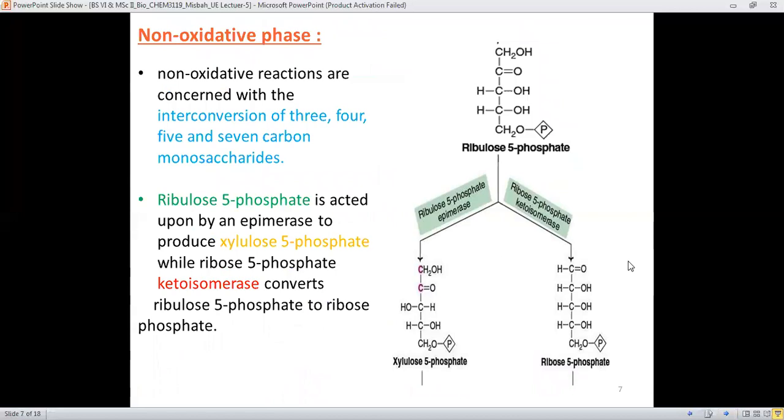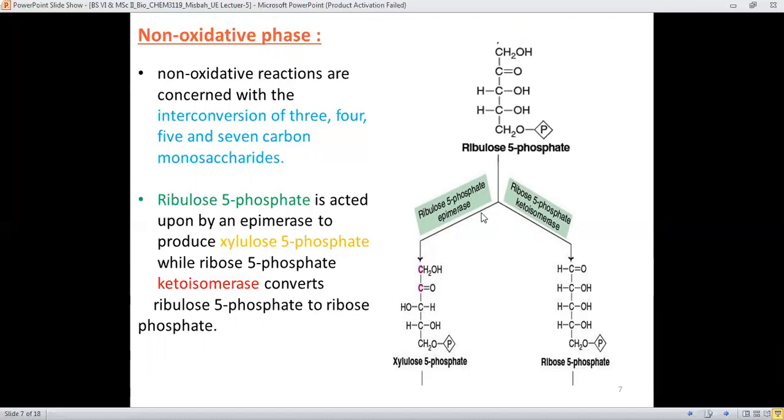The second half is the non-oxidative phase. In this phase, there is no direct removal of hydrogens for dehydrogenations, but there is only interconversion of the different forms of monosaccharides, like the 3, 4, 5, 6, and 7 carbon sugars. They are interconverted into one another. If we discuss the first reaction, it starts from ribulose 5-phosphate.